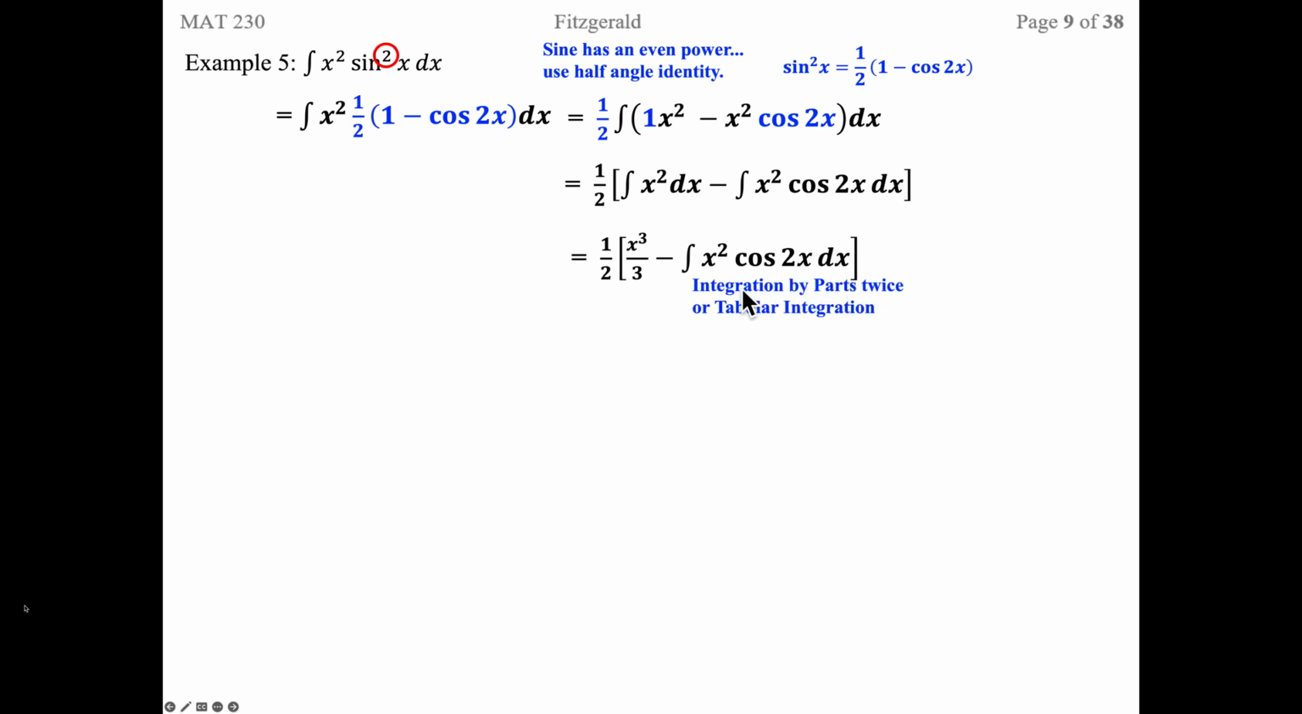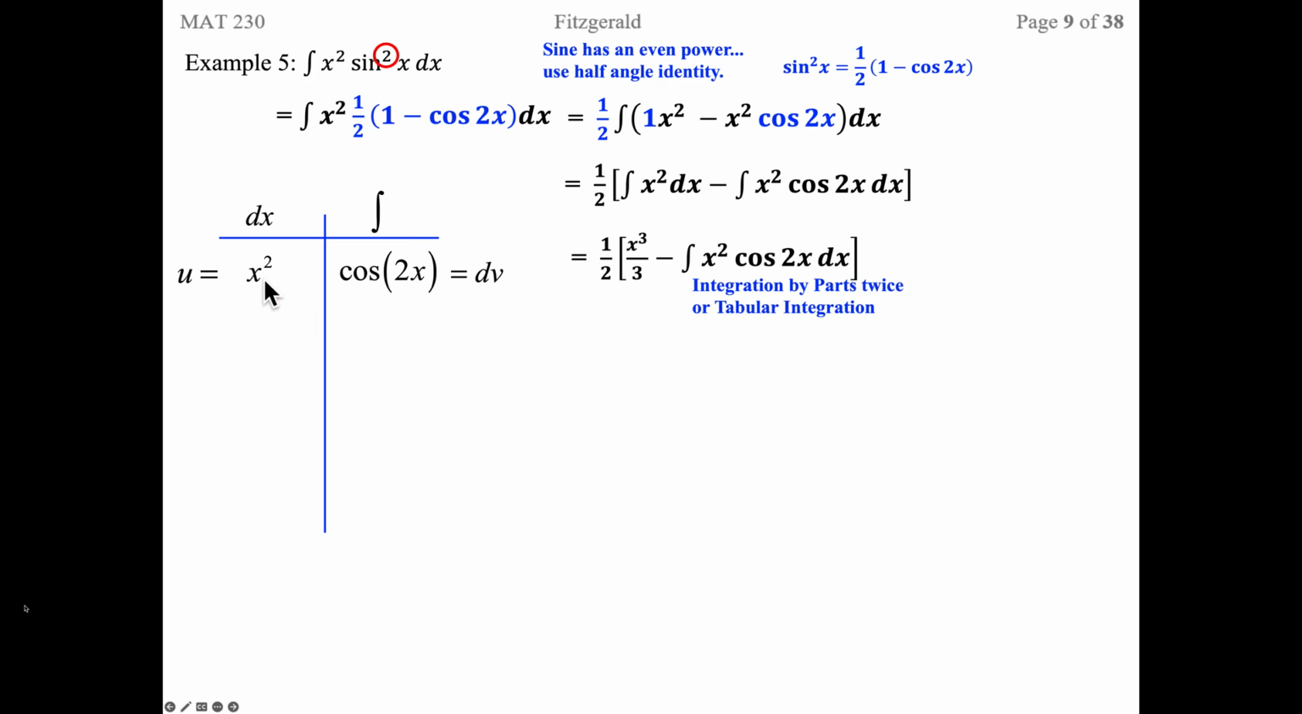And this is my integration by parts that you're either going to do twice because of the x squared, or if you want to do that tabular integration, we can do that. So make your table over to the side. D x, that's going to be your x squared, because that's my u. Remember, u is always under the dx. And your cosine of 2x dx, that's your dv. That's under your integral, and that's what we're going to integrate.